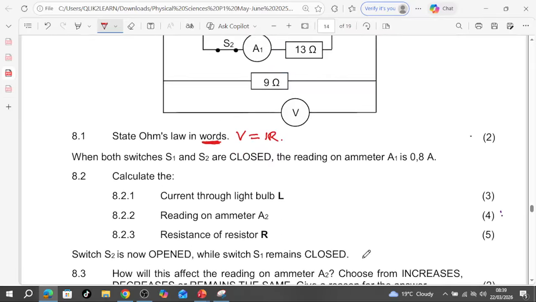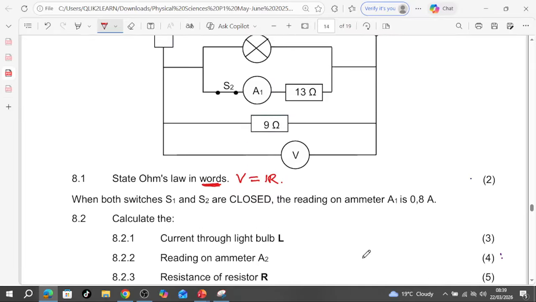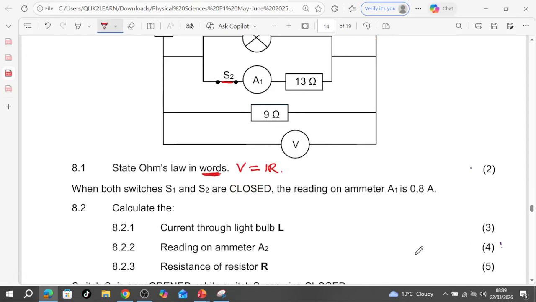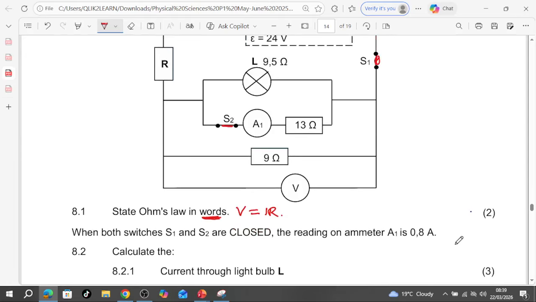When both switch S and S2 are closed, so this switch here and that switch there, we close those 2 switches, what happens? The reading on ammeter A1 is 0.8, so I'm just going to write it down here.